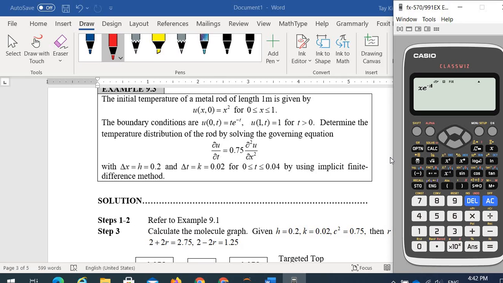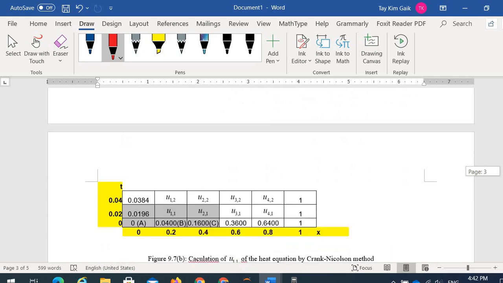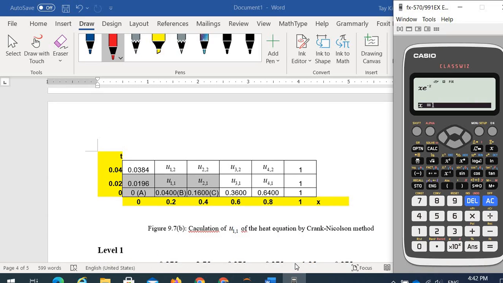We also may use the table menu. You calculate the left boundary. In the actual variable it is t, but in the calculator we don't have t, so I input it as x. Initially x is 0, so you get 0. Calculate. So x in the calculator is 0.02, you get 0.0196. Calculate. 0.04, you get 0.0384.